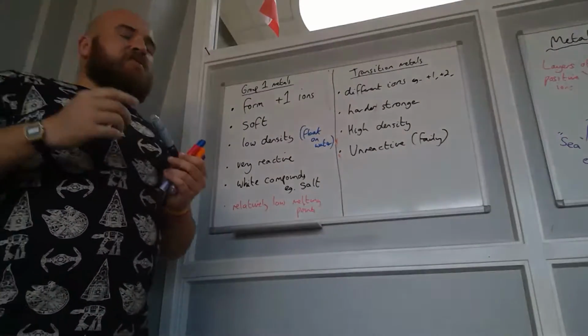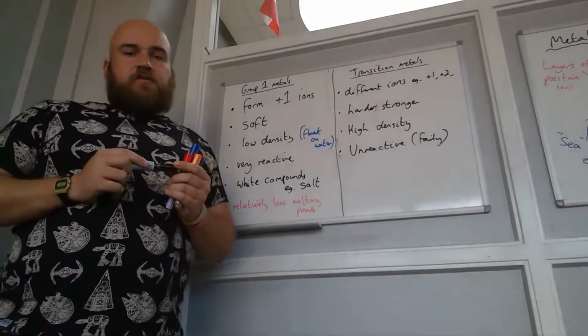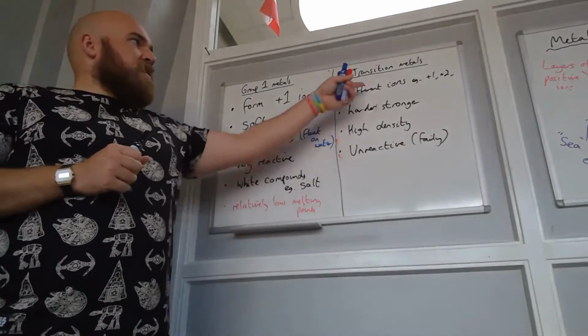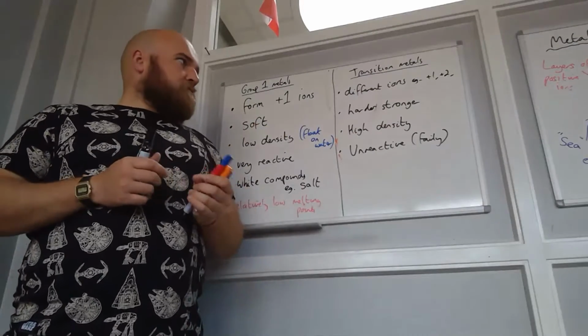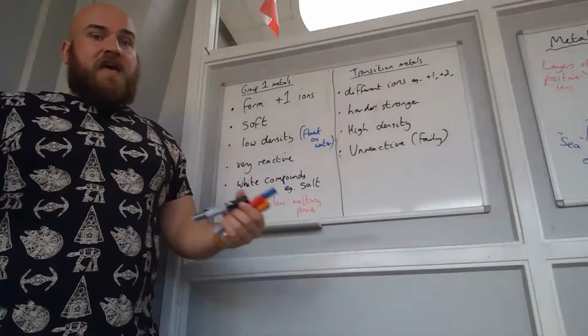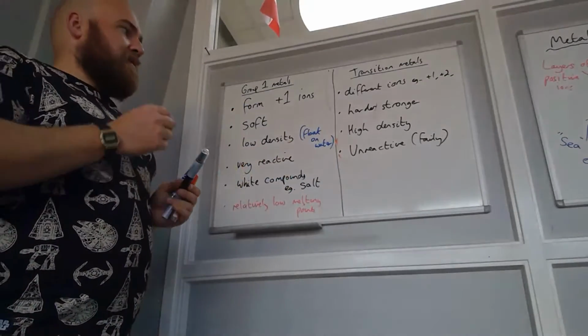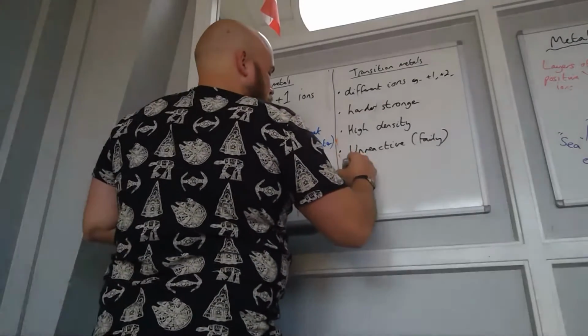So they do react, but they don't react as well as the group 1 metals, which is useful to us, because metals we tend to use for things like buildings and reinforcements. You know, we need strength, and we don't want them reacting with either water in the air or oxygen in the air around it. So they're pretty unreactive, and they do tend to form coloured compounds.